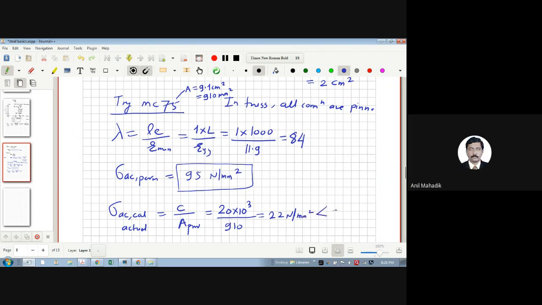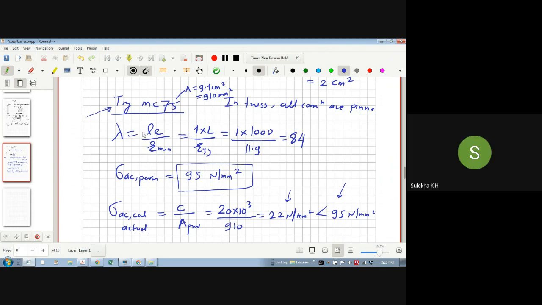Less than 95. Okay. Now there is one question: the actual stress is this and the permissible is 95. That means whatever you have chosen is giving a heavy section, isn't it? Because you can even have this value more than 22, near to 90 or something. So you can decrease this section, yes or no?